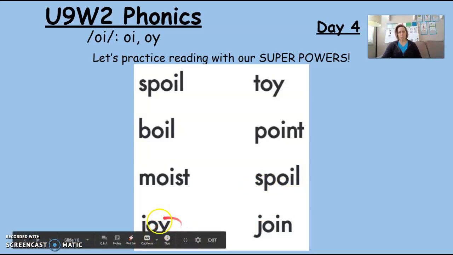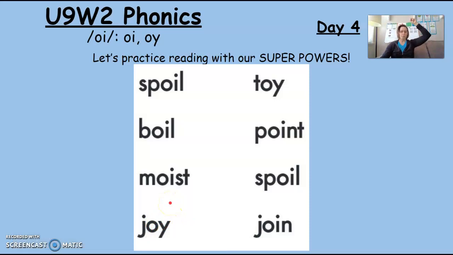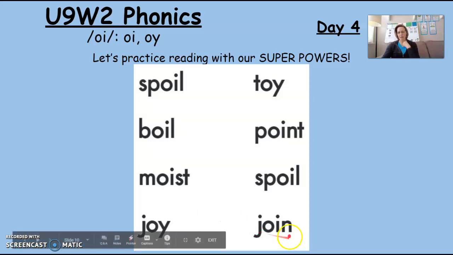And then I see an OY down here, superpowers up. It's an ending spelling. Ready? Superpowers up, ready, begin. Joy, joy, joy, joy. And then our last word has that OI in the middle of the word. Superpowers up, ready, begin.